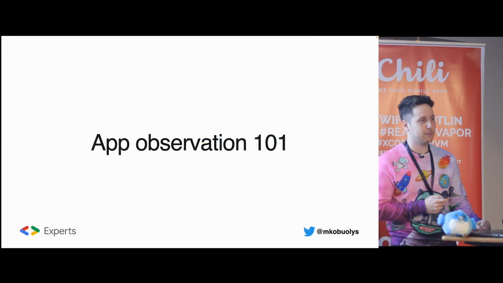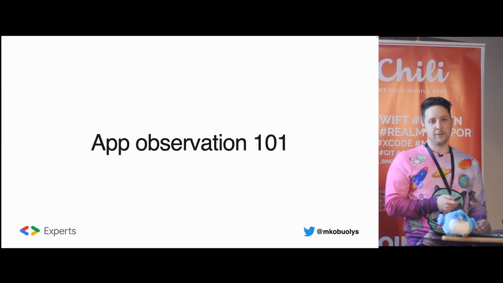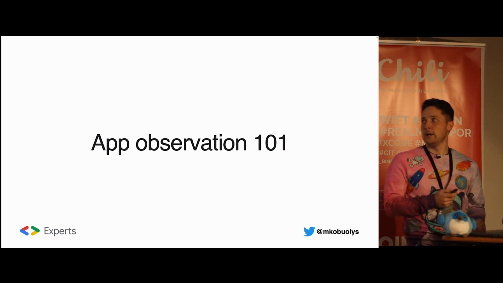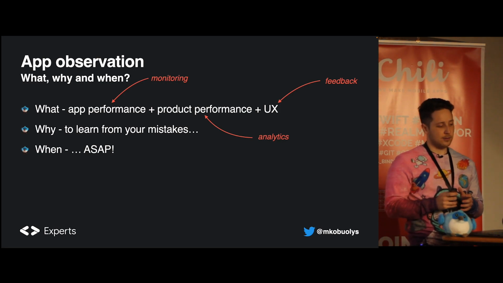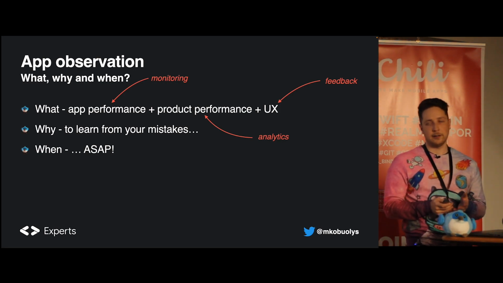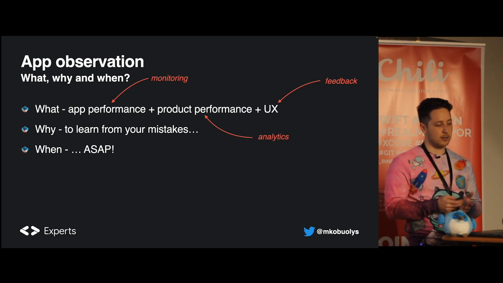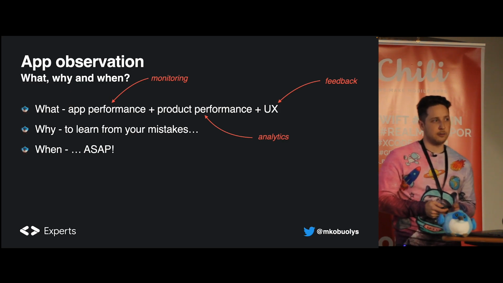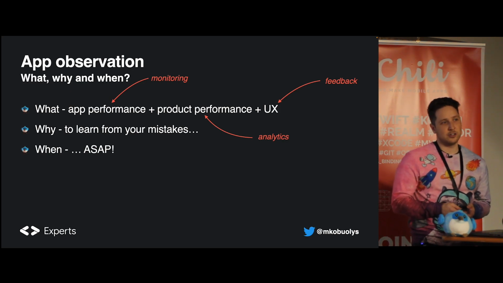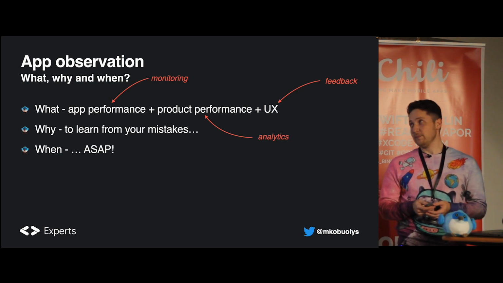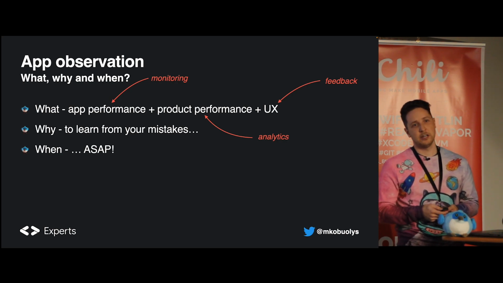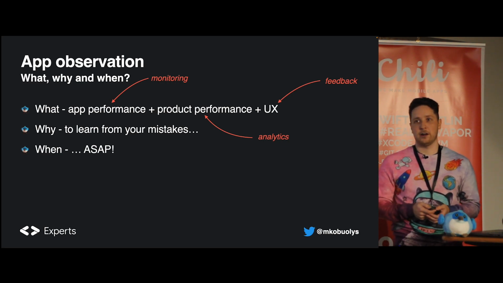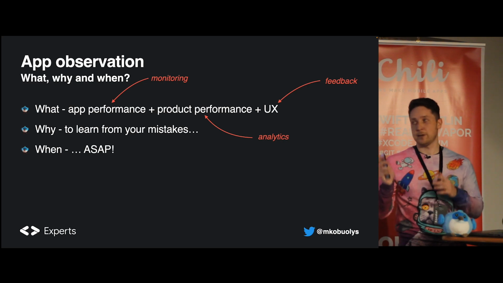And app observation 101. So what this topic is all about, to me, app observation could be divided into 3 main parts. One of those is app performance, then it's the product performance and user experience. So the app performance part is usually considered as monitoring, basically checking how your app is behaving from a technical point of view. We are talking about latency, frozen frames, request response times and other geeky metrics, I would say.